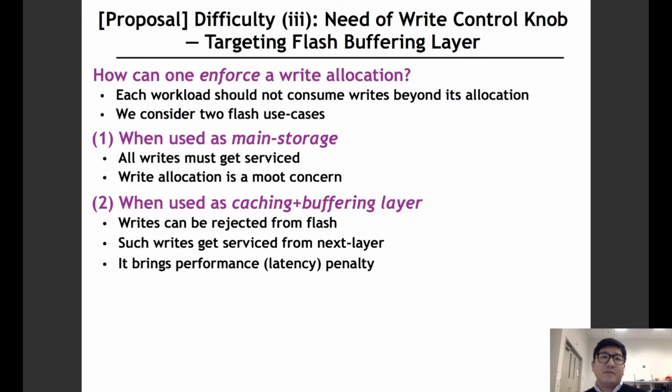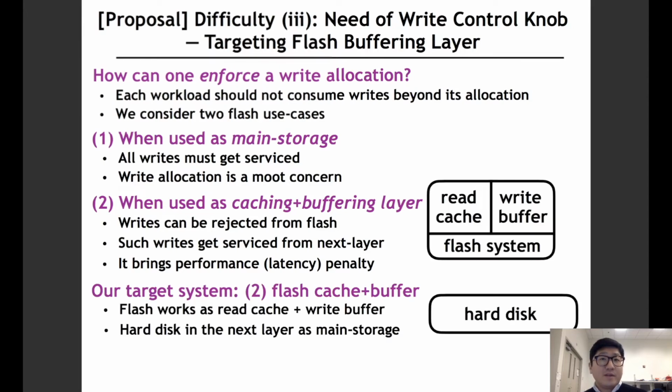Second, Flash can be used as a read caching or write buffering layer. In this case, writes can be rejected from Flash because such rejected writes can get serviced from the next layer main storage, which can impose some performance penalty. Therefore, we study our write allocation problem in the context of Flash cache and buffer layer. Specifically, Flash works as a read cache and write buffer, and hard disk is in the next layer as main storage.